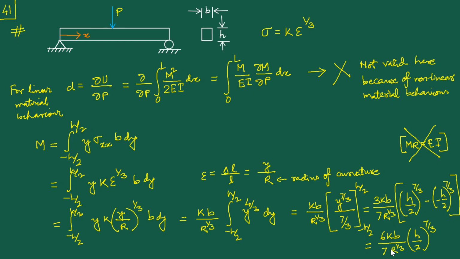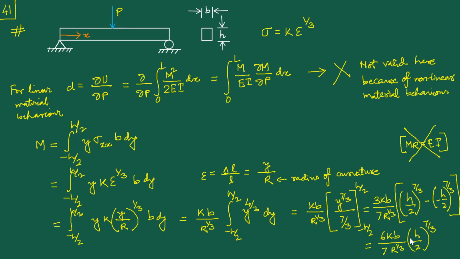Now if you just try to make an analogy with that, you will see that here also in the numerator we have, just like we had the E there, this k here, which is accounting for this material behavior, some kind of a coefficient in the material behavior. This b times h by 2 to the power 7 by 3 is taking on the responsibility of this second moment of area. Please note that I am not saying that this is the second moment of area, certainly not.